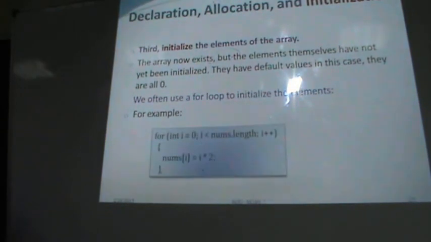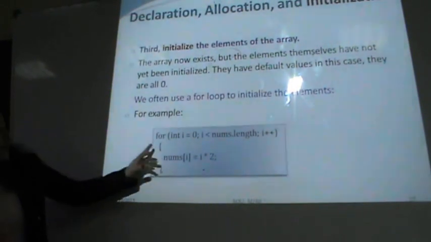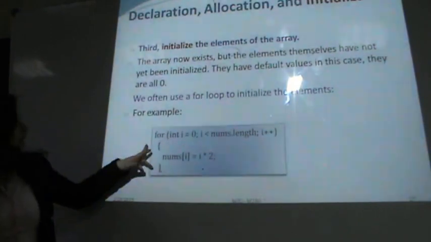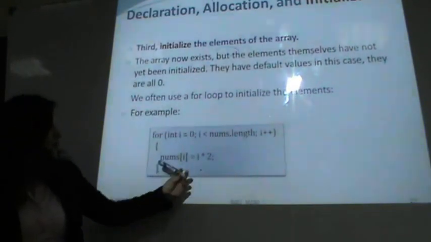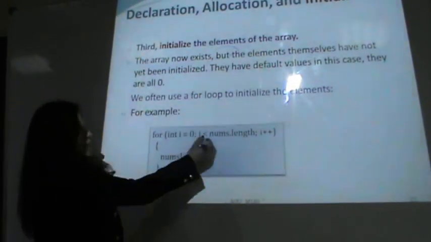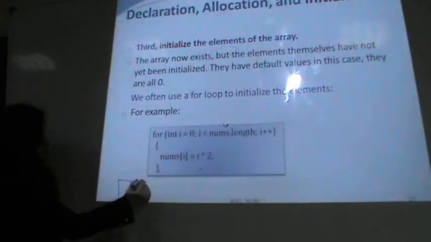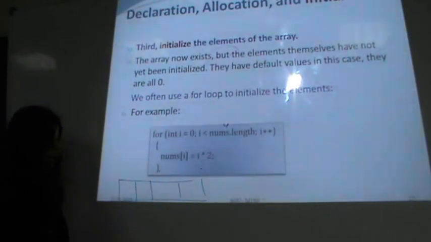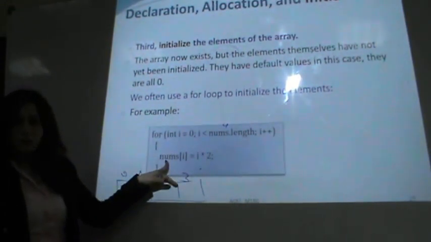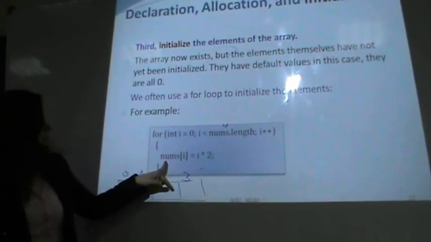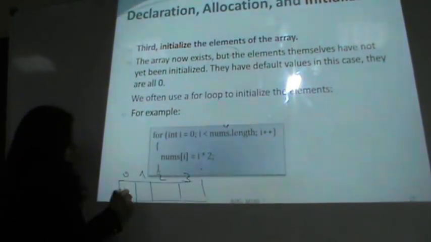Another method for initializing an array, we can fill the array with certain values. If we want to initialize the elements by a specific value or by a certain formula, we can use a for loop. For example, if we have an array of 4 elements, for i equals 0, i less than 4, i++, okay, we initialize an array of 4 elements, 0, 1, 2, 3. For i equals 0, we are filling the array, initializing the array. nums of i, what is the initial value? nums of 0 equals 0 times 2, which is 0.